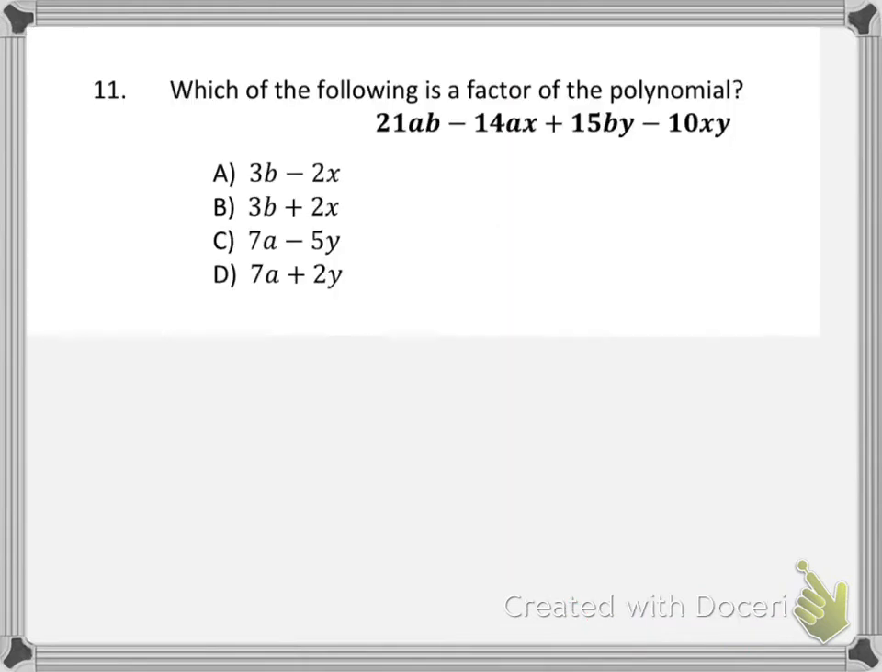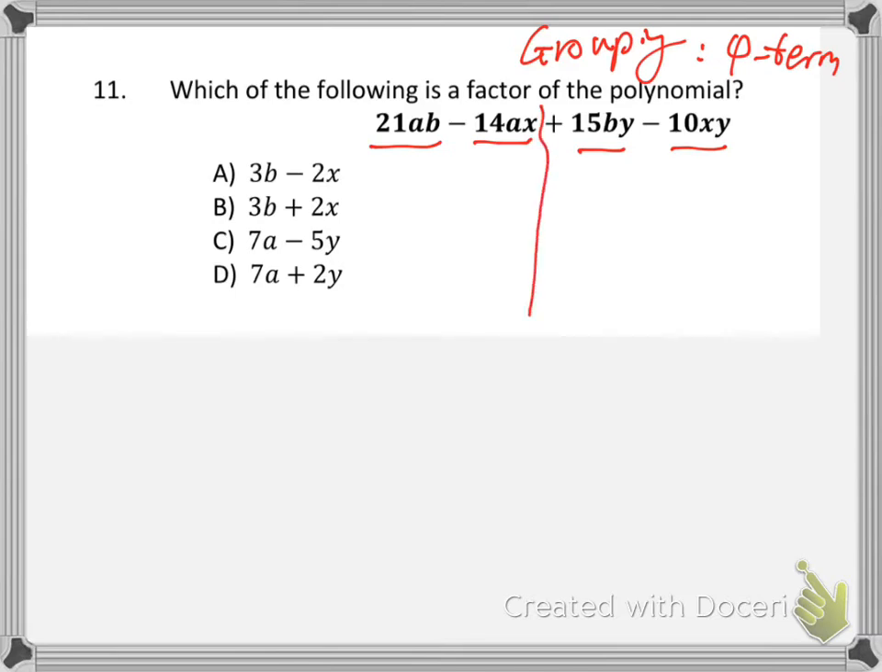Now let's look at the next example. Again, grouping method, four terms: 1, 2, 3, 4. You know you need the grouping method. Now the first group is the first two terms. A term has a sign, a number, and letters. These are the first two terms, 21ab minus 14ax. What's the GCF? For 14 and 21, it's 7. The common letter is A.